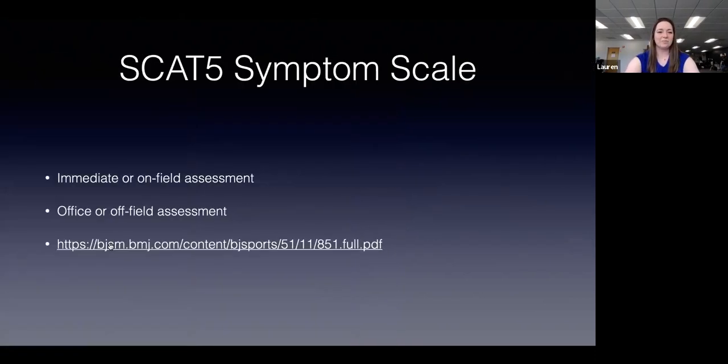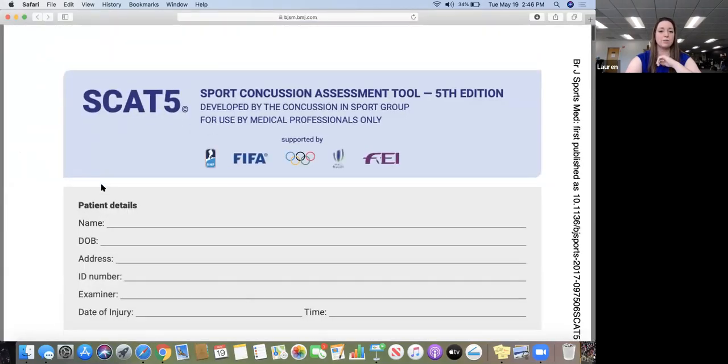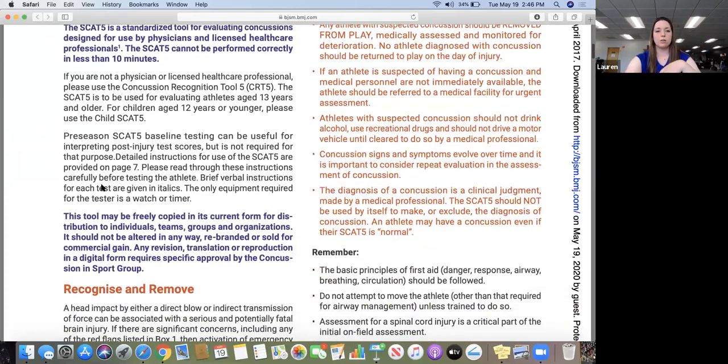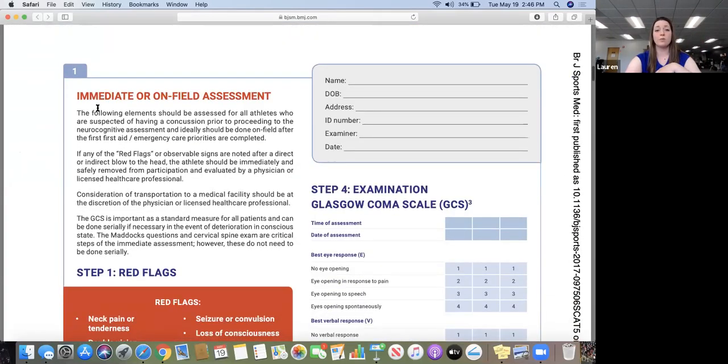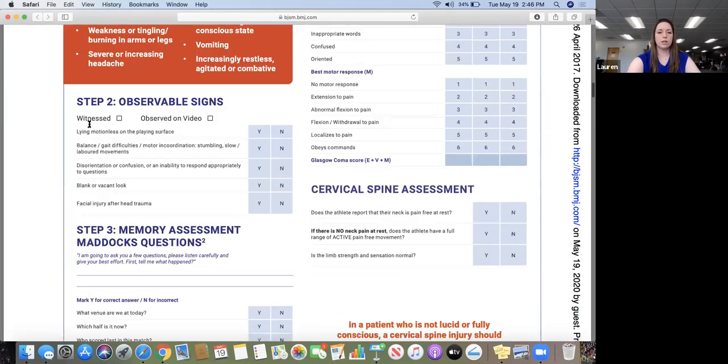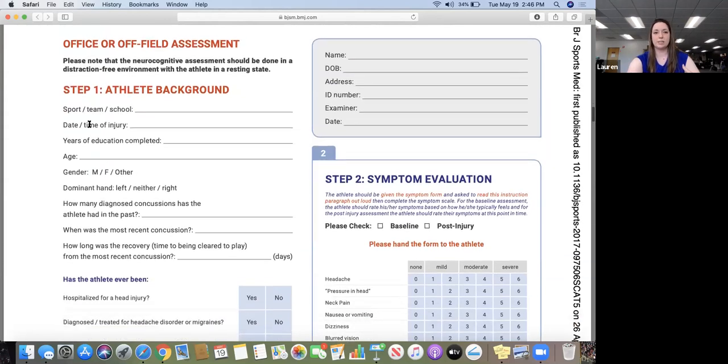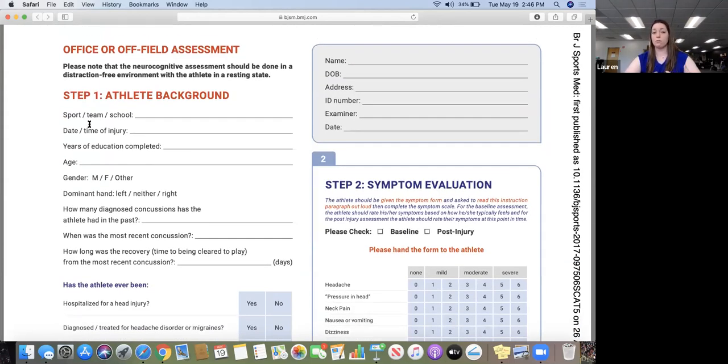So this is the SCAT-5, which has the first part of it, gives you the whole rundown. First part of it is an immediate or on-field assessment. So this would be one that we typically wouldn't use in the office, but the rest of it is assessment for in-office or off-field assessment. So this is a good tool to use if you're not sure if they have a concussion or not.